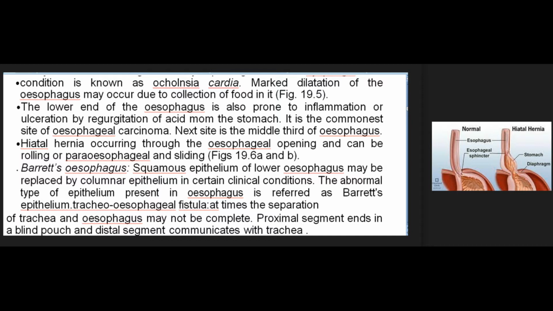The lower end of the esophagus is also prone to inflammation or ulceration by regurgitation of acid from the stomach. It is the commonest site of esophageal carcinoma. Next site is the middle third of esophagus. Hiatal hernia occurring through the esophageal opening can be rolling or paraesophageal and sliding, Figs 19.6a and b.